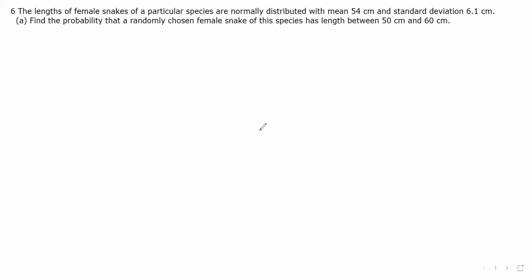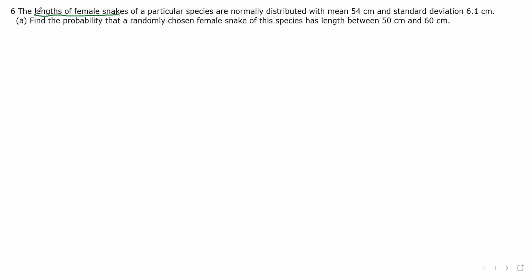We discussed question 6 of A-Level Mathematics Paper 5, Probability and Statistics 1, in May or June of 2020. The lengths of female snakes are normally distributed with mean 54 and standard deviation 6.1.